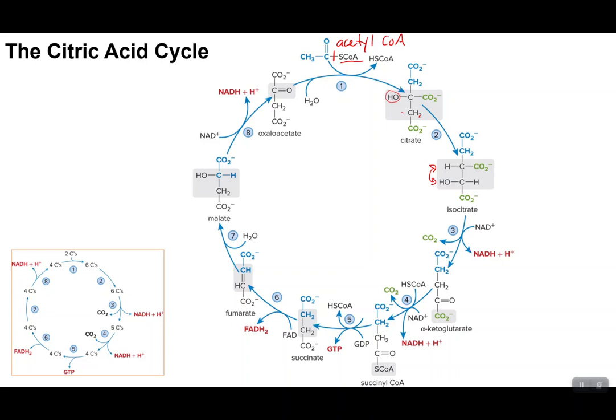So now we look at step number 3, and what we see is that we have an NAD plus coming in, but we also have CO2 being released. So this CO2 corresponds to this group here that is now changing, that is going to leave. And in that process, NAD plus is going to be reduced to NADH, right? So that is this step here.